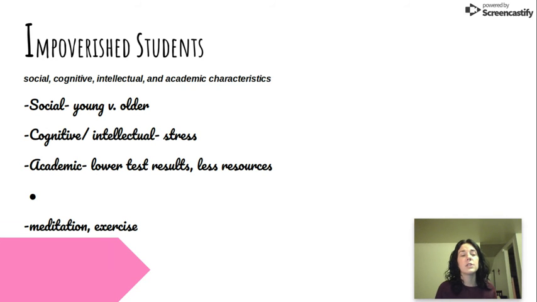Some ways to counteract this with differentiated instruction or universal design for learning would be to encourage meditation for the whole class, or maybe I could just teach that specific student, hey, when you're feeling some type of way, this is how you should handle it. And then also physical exercise, getting up, moving around, getting the mind thinking about something else.